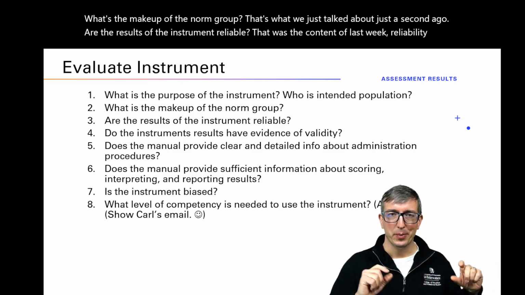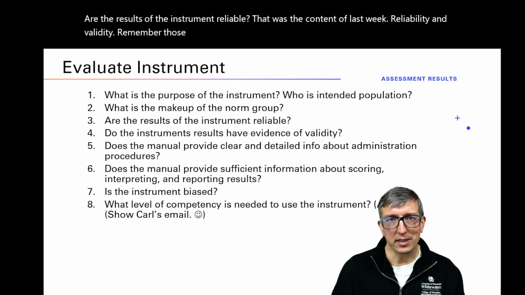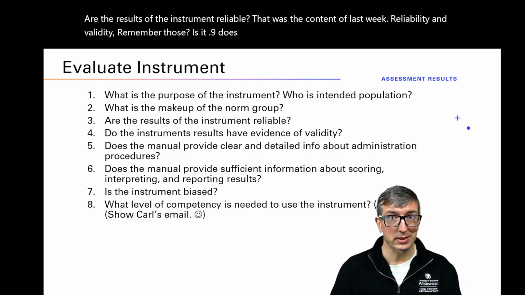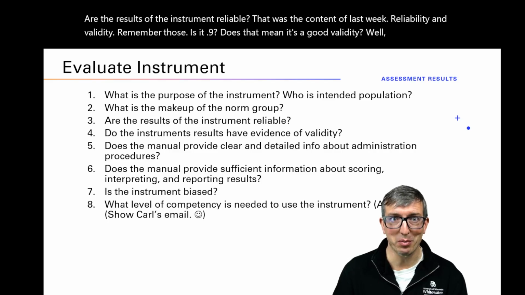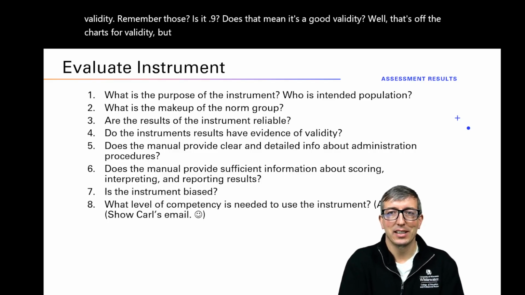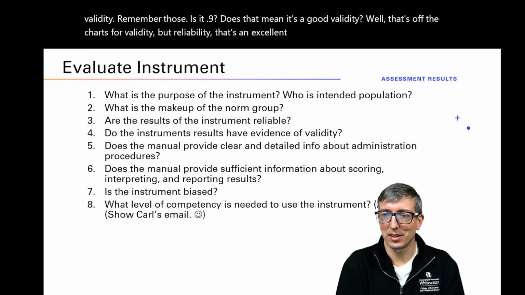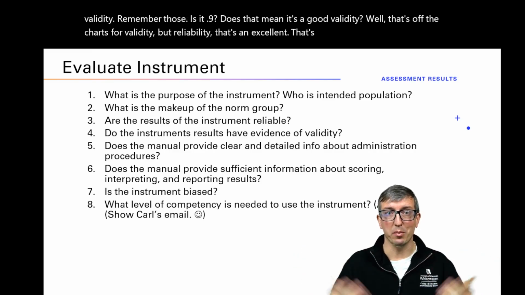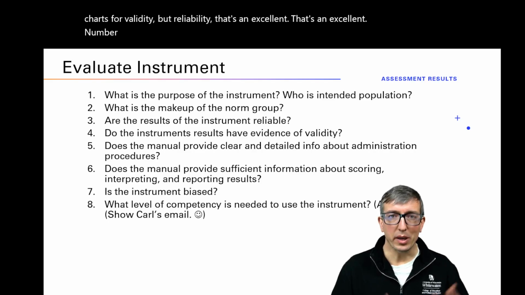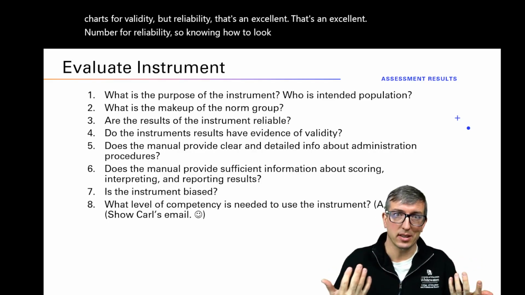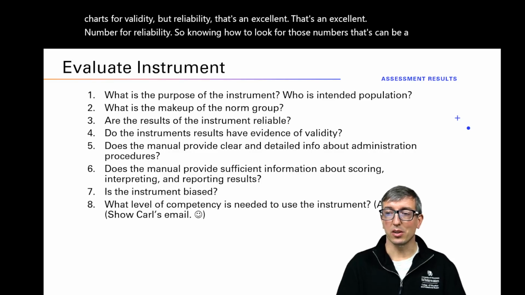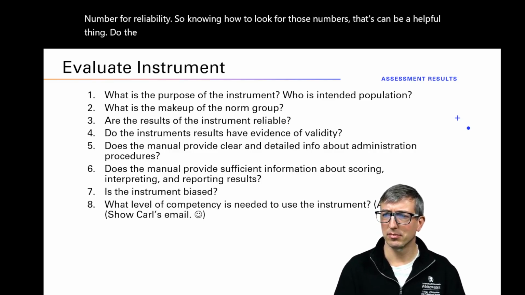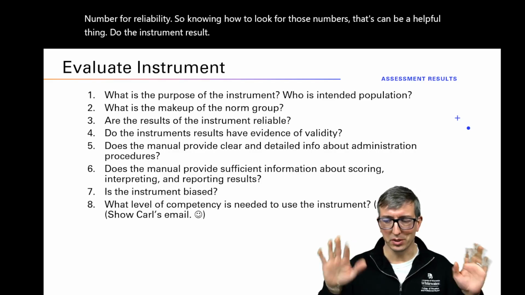Remember those, is it 0.9? Does that mean it's a good validity? Well, that's off the charts for validity, but for reliability, that's an excellent number. So knowing how to look for those numbers can be a helpful thing. Oh, validity is number 4, so we'll just skip that one.